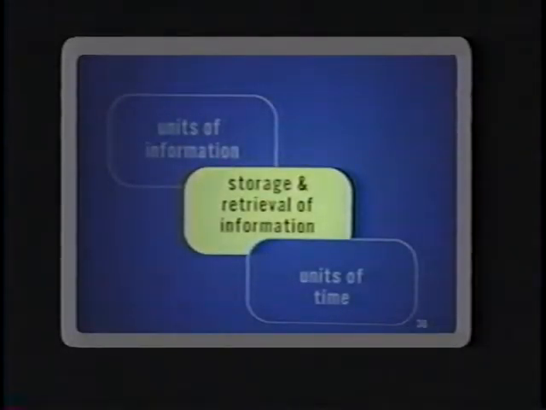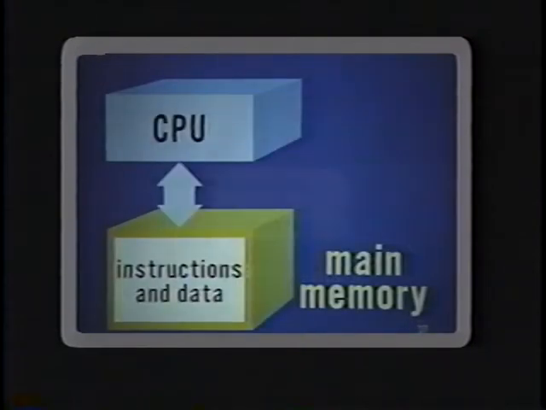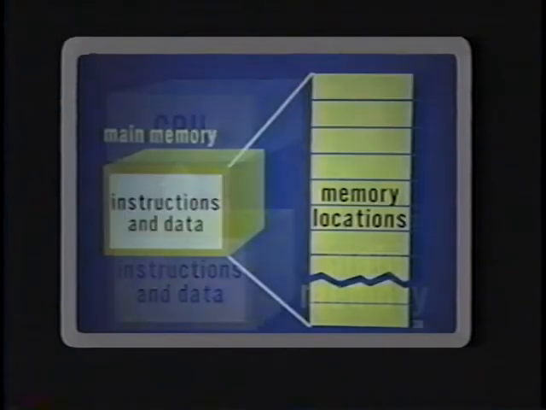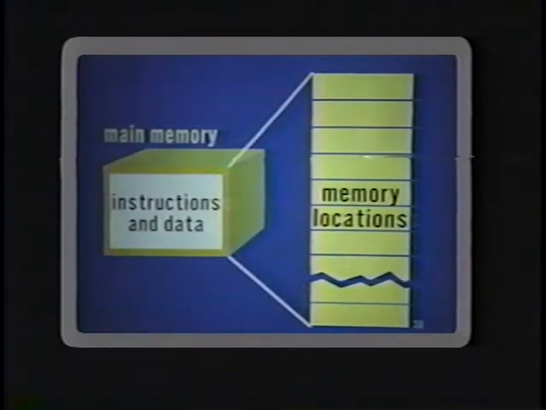In this lesson, we'll define some basic terms pertaining to the storage and retrieval of information. Information is stored in main memory until the central processor, or CPU, is ready to retrieve and process it. The stored information consists of instructions along with the data to be processed. The instructions and the accompanying data are stored in individual cells called memory locations.